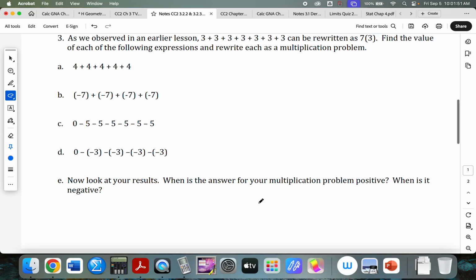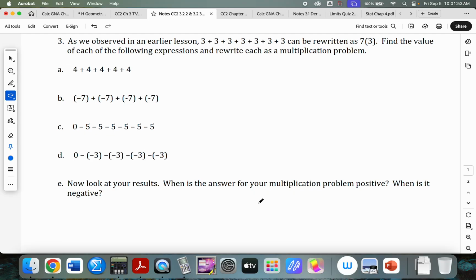So, as we observed in an earlier lesson, if we have 3 plus 3 plus 3 plus 3 plus 3 plus 3 plus 3, that's 7 threes. So let's find the value of each of the following expressions and rewrite it as a multiplication problem. All right, well, this is 4 plus 4 plus 4 plus 4 plus 4. That's what, 20? So it's 5 times 4.